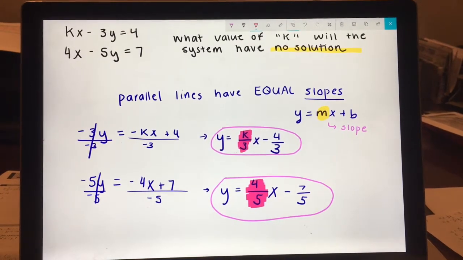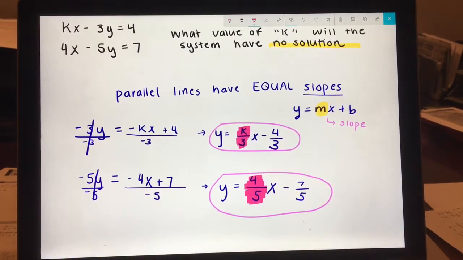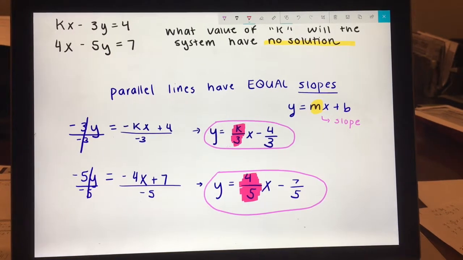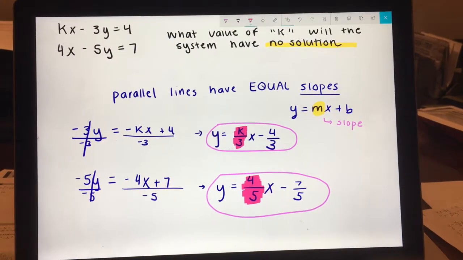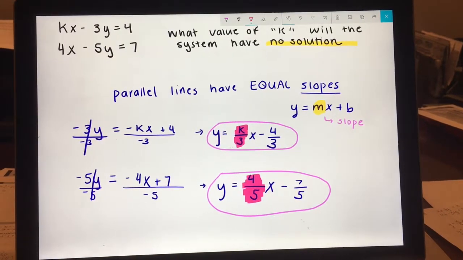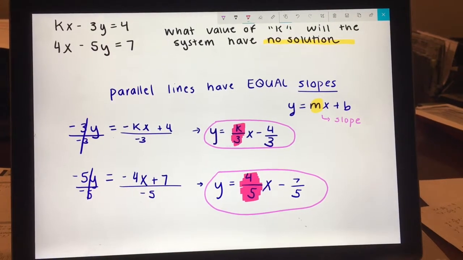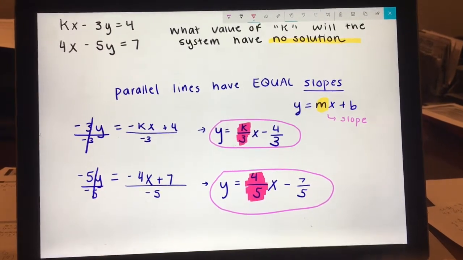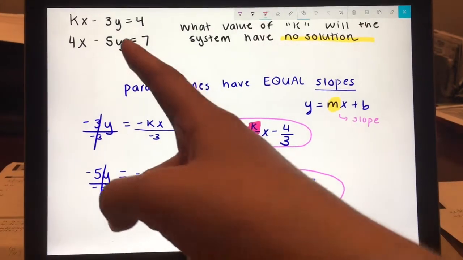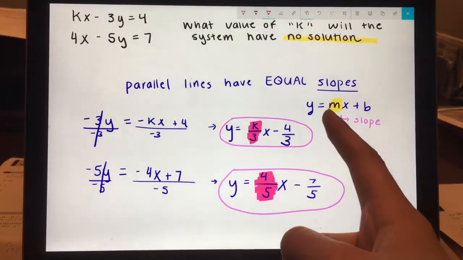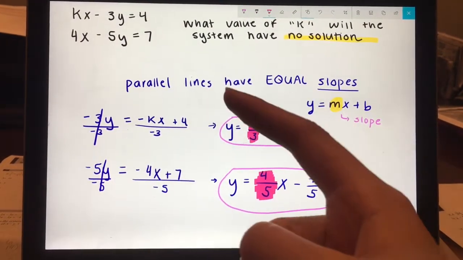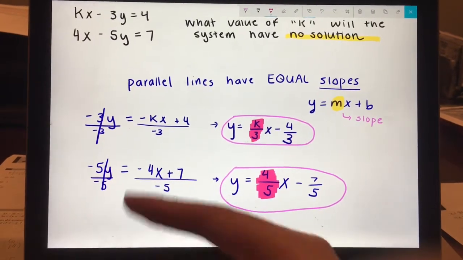So parallel lines have equal slopes. So when you get the lines in slope-intercept form, which is y equals mx plus b, the m's, or the slopes, of both of the lines should be equal. So let's go ahead and take what's given in the problem and convert it into this form, y equals mx plus b, by just isolating y on the left-hand side.